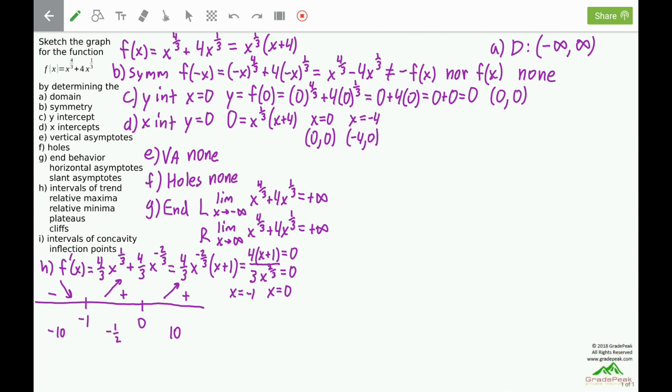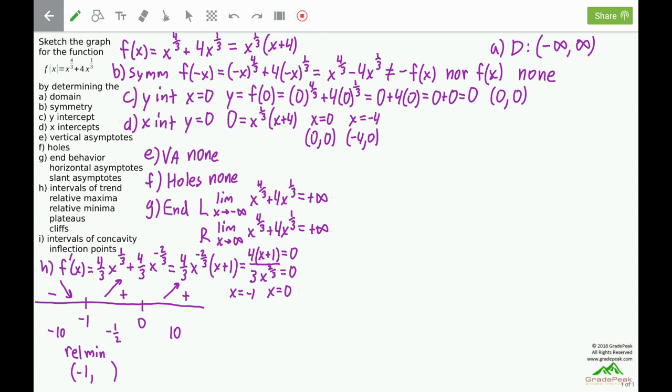Right at the critical number of x equals negative 1, we have the trend change from decreasing to increasing. So x equals negative 1 will be a relative minimum. X equals negative 1 did come from the numerator, so it'll be a normal minimum. So we have a relative minimum with an x-coordinate of negative 1.